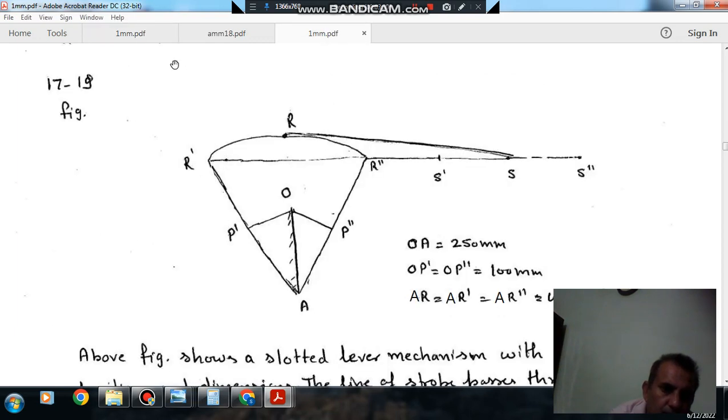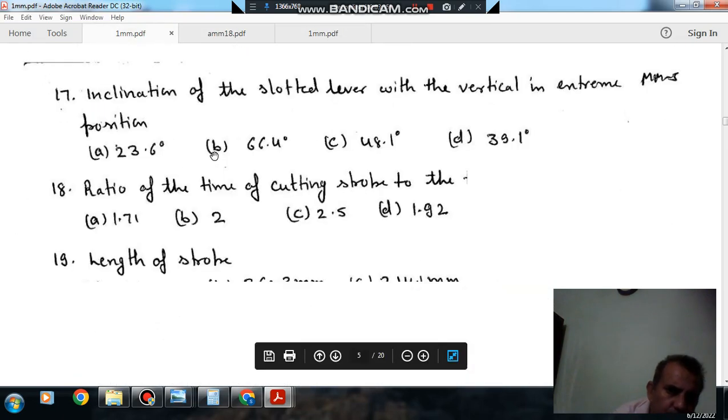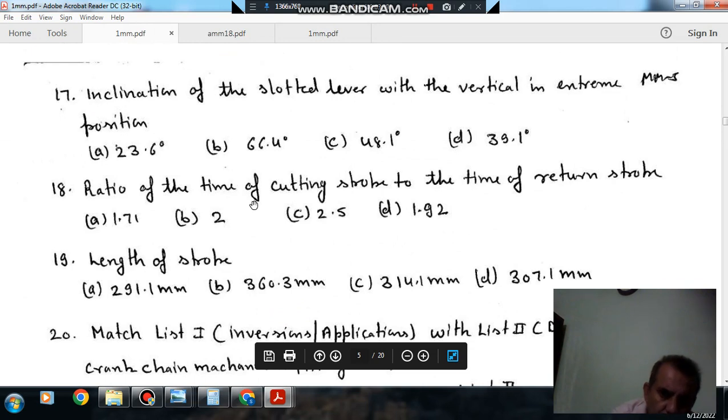So the answer is the ratio of time of cutting stroke to return stroke. Okay, and question number 19 is the length of stroke. A 291.1 mm, B 360.3 mm, C 314.1 mm, D 307.1 mm.